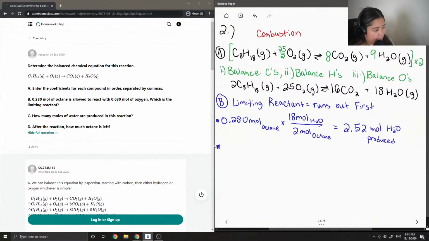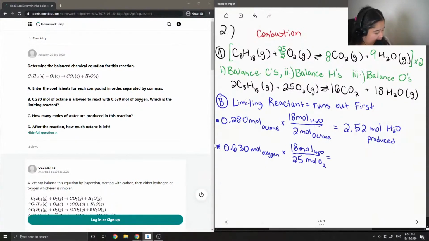And now we're going to see how much water 0.630 moles of oxygen will form. Okay, so let's just multiply by the molar ratio of water and oxygen. So again, 18 moles of water will be produced, and the coefficient for oxygen is 25.